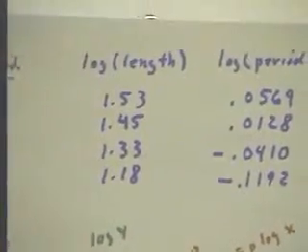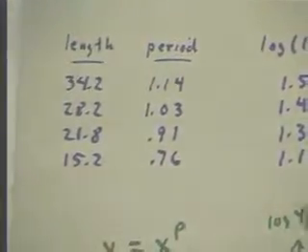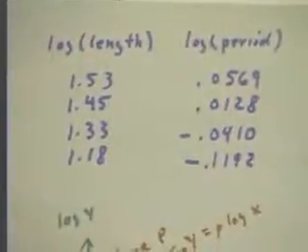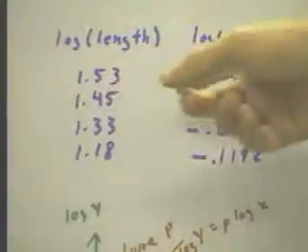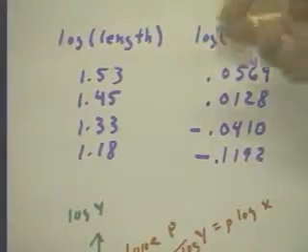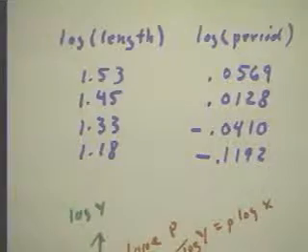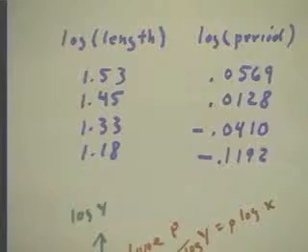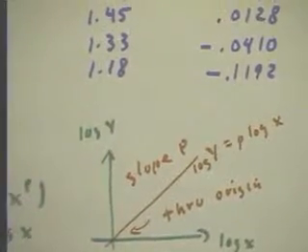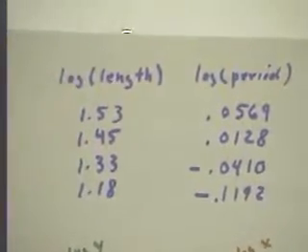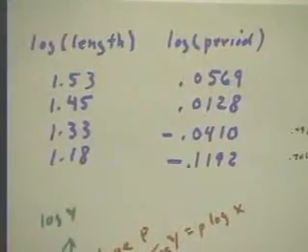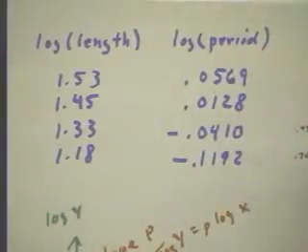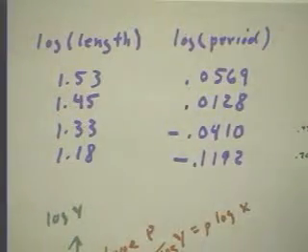So what we do is we take the period versus length data and we get the log of length and the log of the period. So we have log of period versus log of length. So we have a log y versus log x set of data, as we might have in the graph down here. Now we could graph this data, and we could then draw a straight line and estimate the slope and the y-intercept.